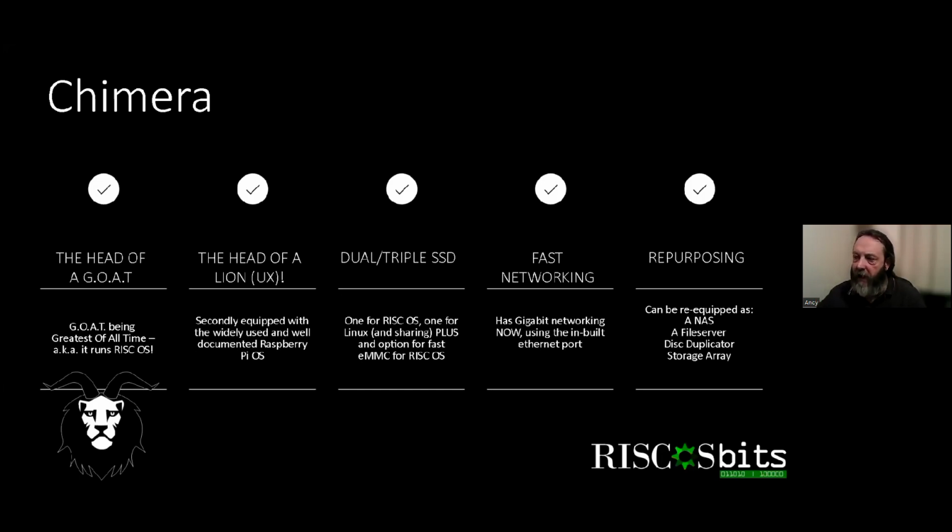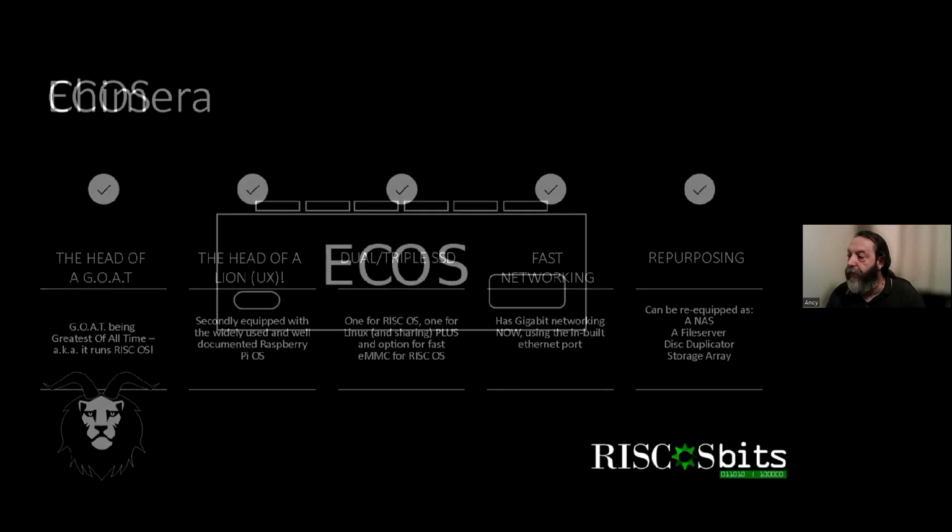At that point, though, the eMMC would be for booting and taking it from there. Again, you get that advantage that it's 4 times faster than an SD card, and then pick RISC OS or Linux as to what you're going to do for the rest of that system. It's got gigabit networking that works out of the box using the built-in Ethernet port, and because it's got 2 hard drives, again, you can re-equip that in any way you like as a network attached storage device, as a file server, a disk duplicator, if you want, or some sort of storage array.